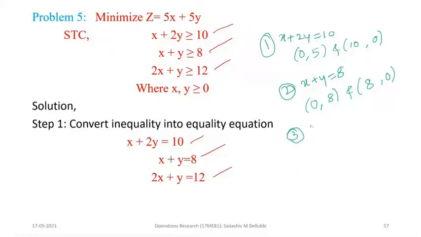Again, the third equation is 2x plus y is equal to 12. In this case, if you put x as 0, then y is 12. And if you put y as 0, then x is 6. These are all the different coordinates for each individual line. Just write down all the coordinates of all the 3 lines. This is step 2.